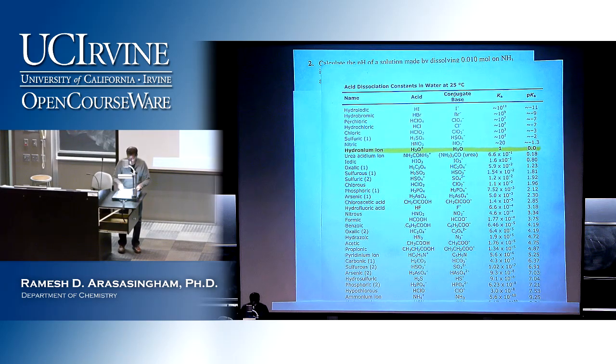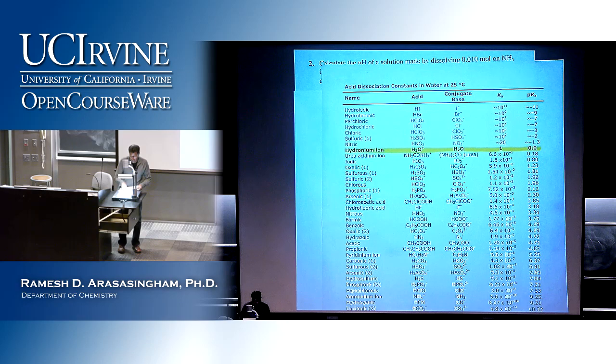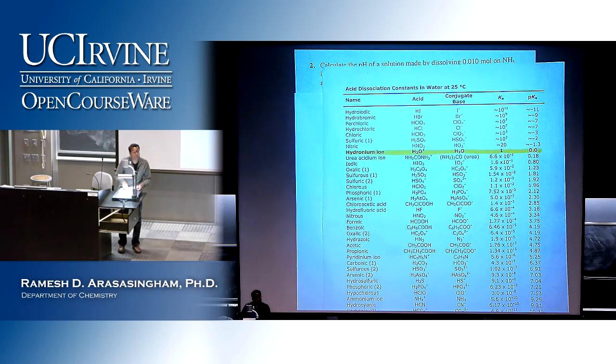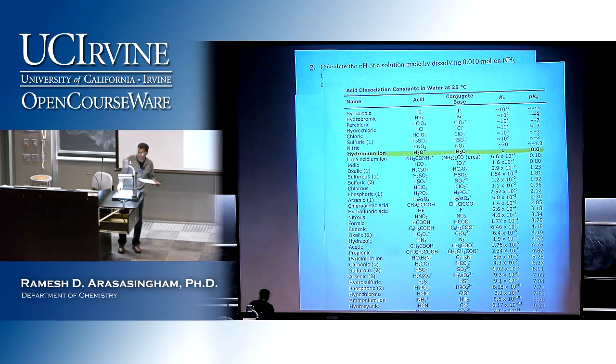So here's ammonia. This is the basic form. This would be its acidic form. The ammonia down here is way below this. And we know that ammonia can't act as an acid in water. Can everybody see that? Because water is a stronger base, ammonia can't act as an acid in water.